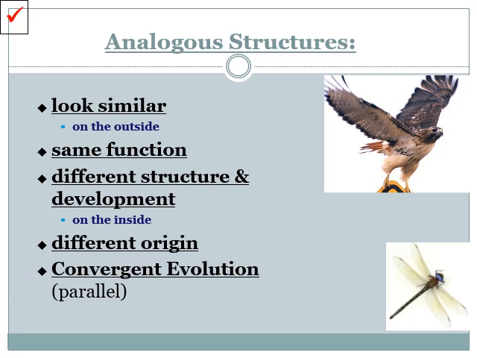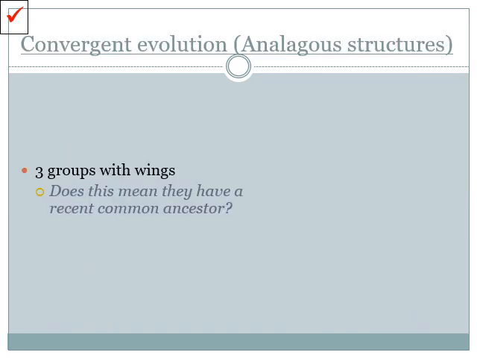So these have a different origin, and we call this convergent evolution. Convergent means to come together. In this case, organisms are adapting similar solutions to similar problems. Now, there is no evidence for a recent common ancestor with these individuals. So analogous, no recent common ancestor. Homologous, recent common ancestor. So convergent evolution, analogous structures.